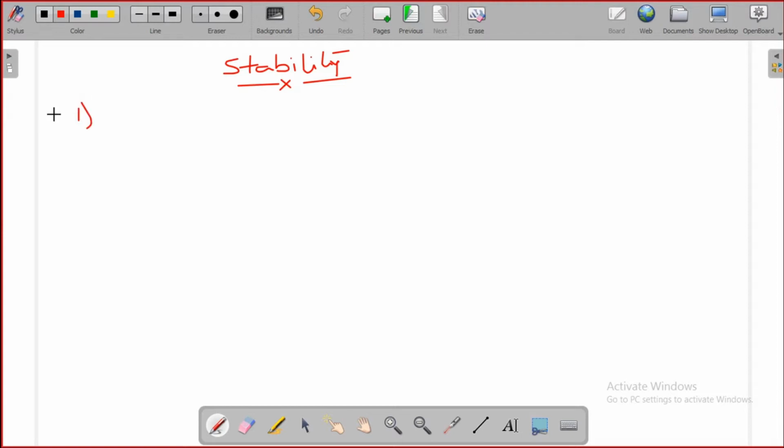Check whether the given system is stable or not. Let's take the first one: y of n is equal to a into x of n minus 7. Now, let's check whether the system is stable or not.